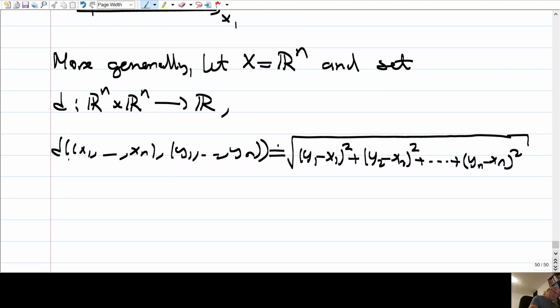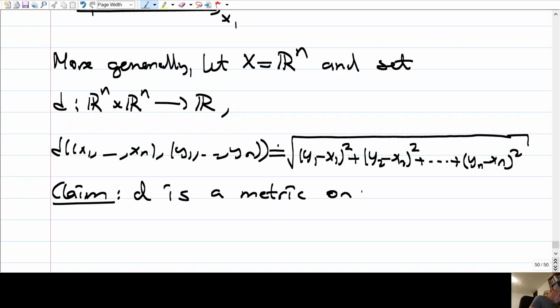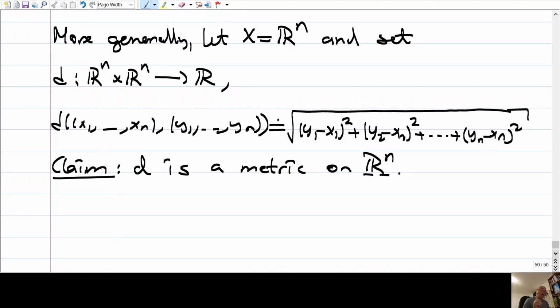And we claim that this is a metric. So claim: D is a metric on Rn. So we have to prove that D satisfies M1, M2, M3. All right, so let's see. What is M1? M1 was the positivity condition.